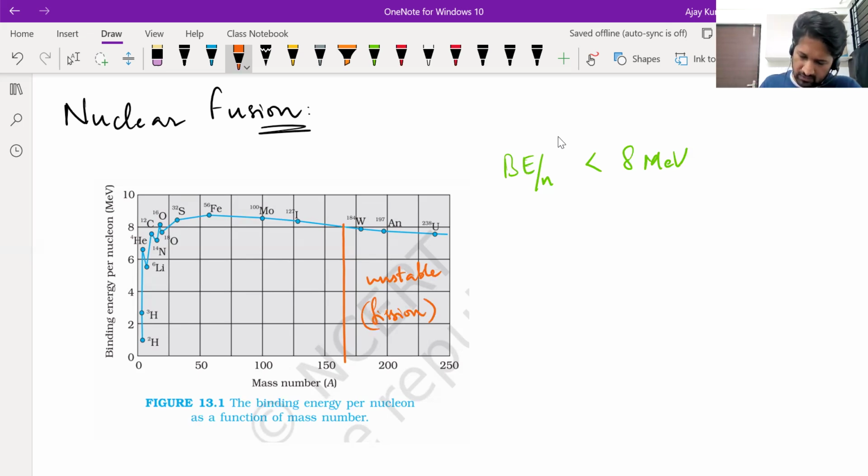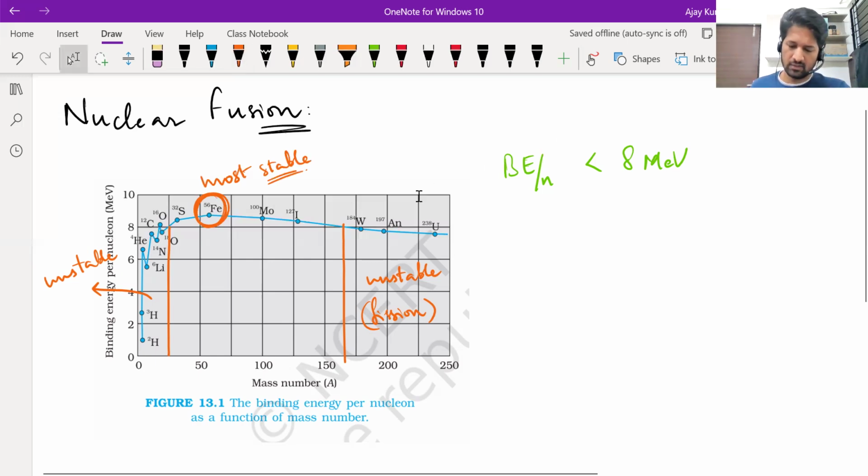Now we also see that nuclei with mass number less than 30 are unstable. All these have binding energy per nucleon less than 8 mega electron volts. Basically, these are too small to be stable. So what these nuclei tend to undergo is fusion reactions. Two very light nuclei can combine to become a slightly heavier nucleus, and the heavier they become, the more stable they are, up to Fe56. Fe56 is the most stable nucleus. So lighter nuclei tend to undergo fusion reactions.